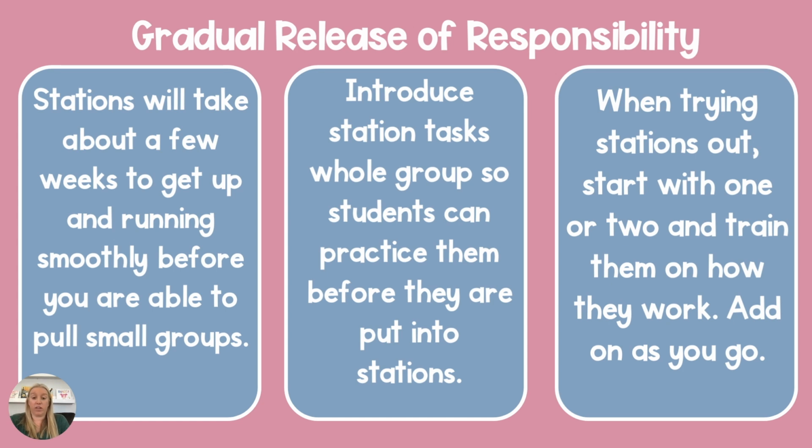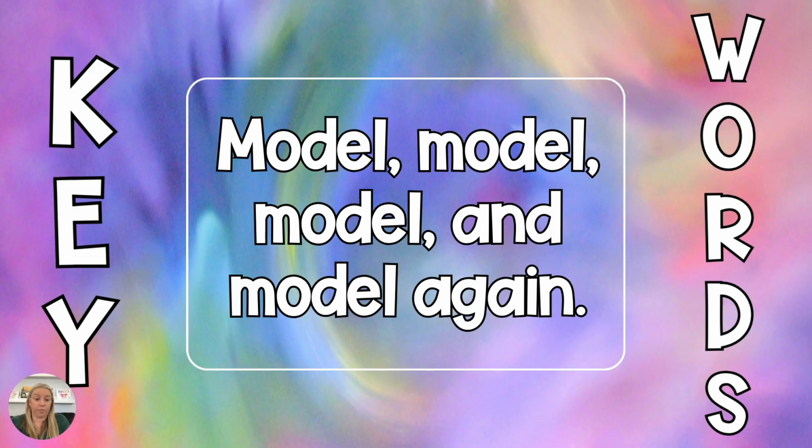Next thing too, when trying stations out, I start with 1 or 2 and I train them on how they work, and then I add on as I go. So I might get reading station up first because it's one of the easiest ones, and then text station because it's also one of the easier ones. So then I'd have those running, and then I'd add a 3rd one in, and so on. Because if you try to do 4 stations, 5 stations, it's a lot to try to do right at the beginning. You want to kind of ease them into it.